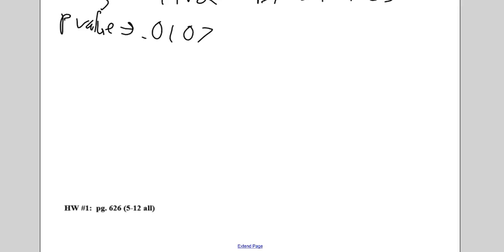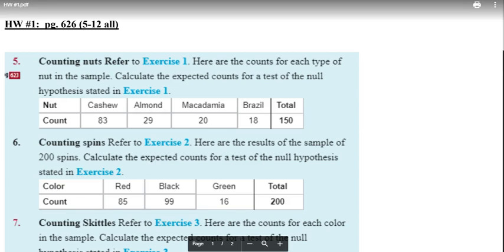Notice, the homework is 5 through 12, all. But 5 goes with 9, 6 goes with 10, 7 goes with 11, 8 goes with 12. So we'll talk about that. So you might want to get your piece of paper up, and I'm going to do some of these with you. We're going to start at number 5. This is online. Number 5.